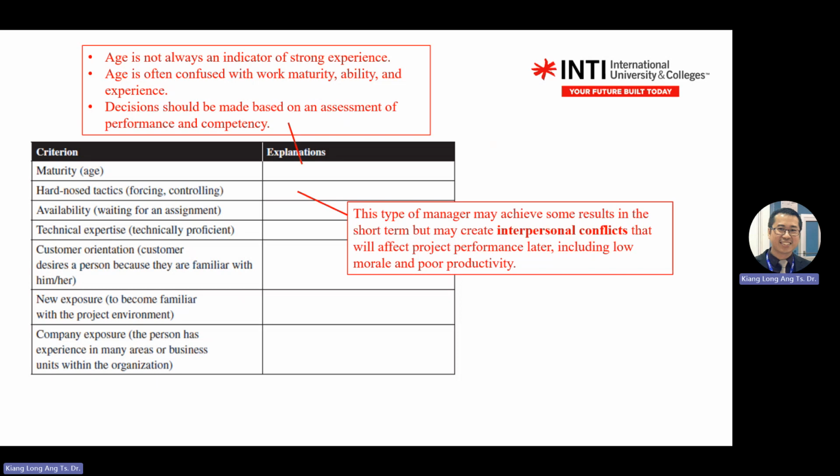So for this kind of controlling one, they can achieve results, but because they are forcing and controlling, they are hard-nosed tactic, they might not build a strong team. Okay, so they need to give training if they are bad in communicating or interpersonal skill. So if they have this forcing, controlling tendency, then you might hold back a little bit and see if there are any other candidates. Okay.